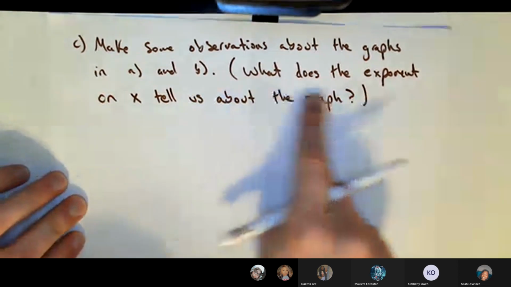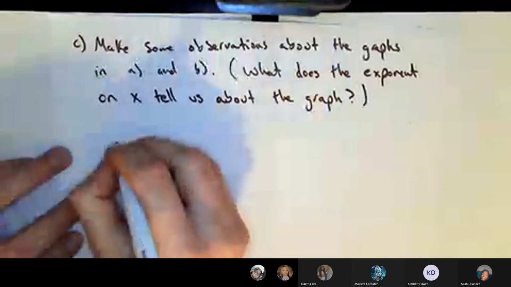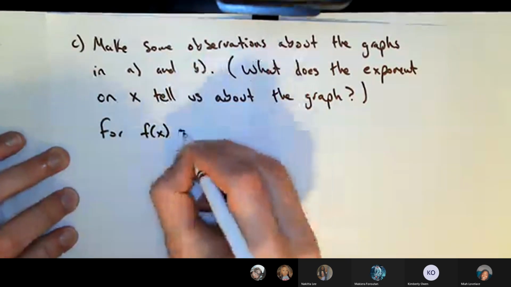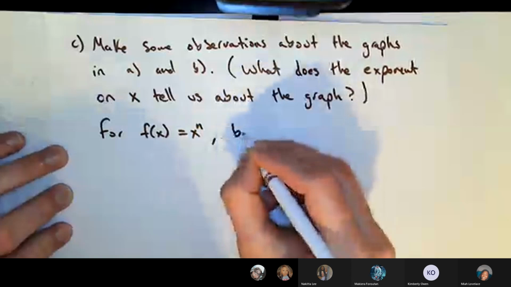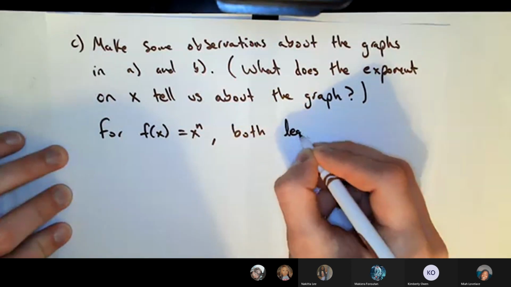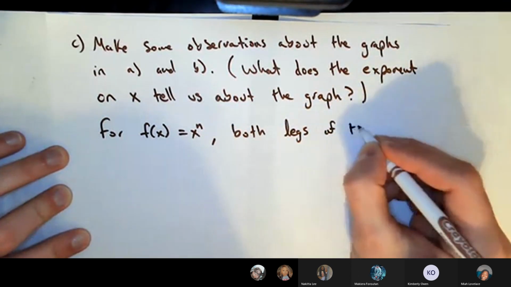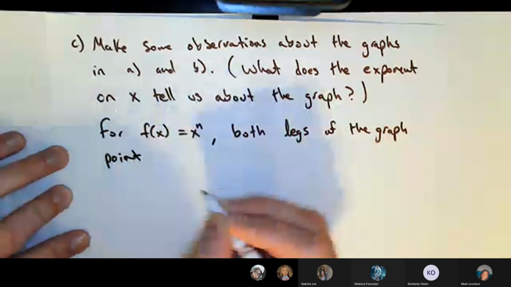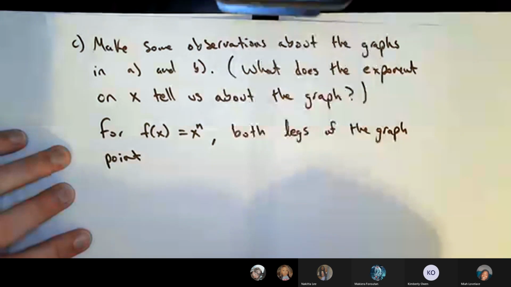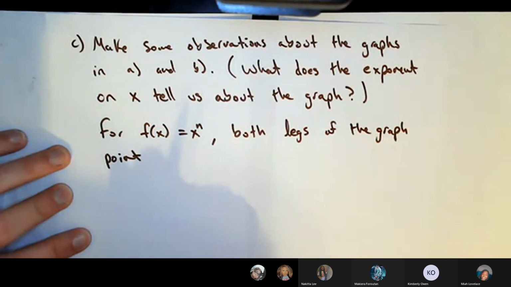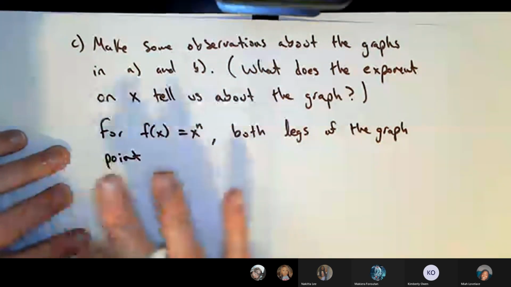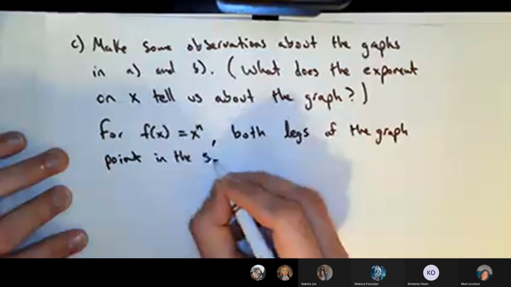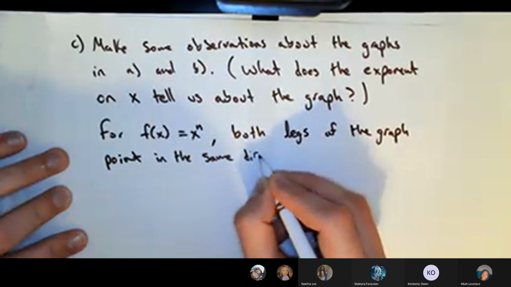Okay, what does the exponent on x tell us about the graph? Let's say for f of x equal to x to the n, both legs of the graph point in the same... now I'm not going to say point up, because I can flip the graph completely over by putting a negative out front. So I'm going to be a little bit more generic here in my statement and say both legs of the graph point in the same direction. You'll see later why it's important to make that distinction.